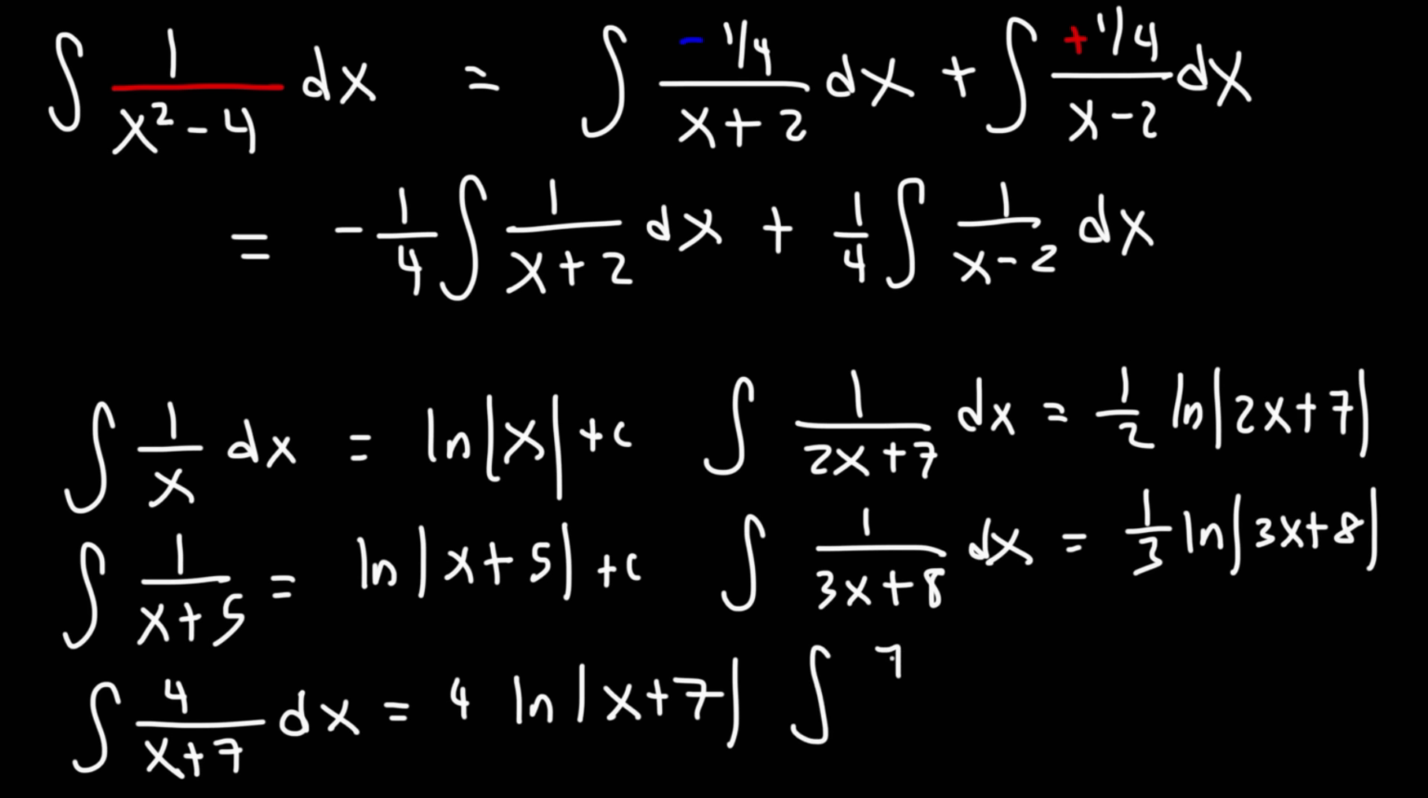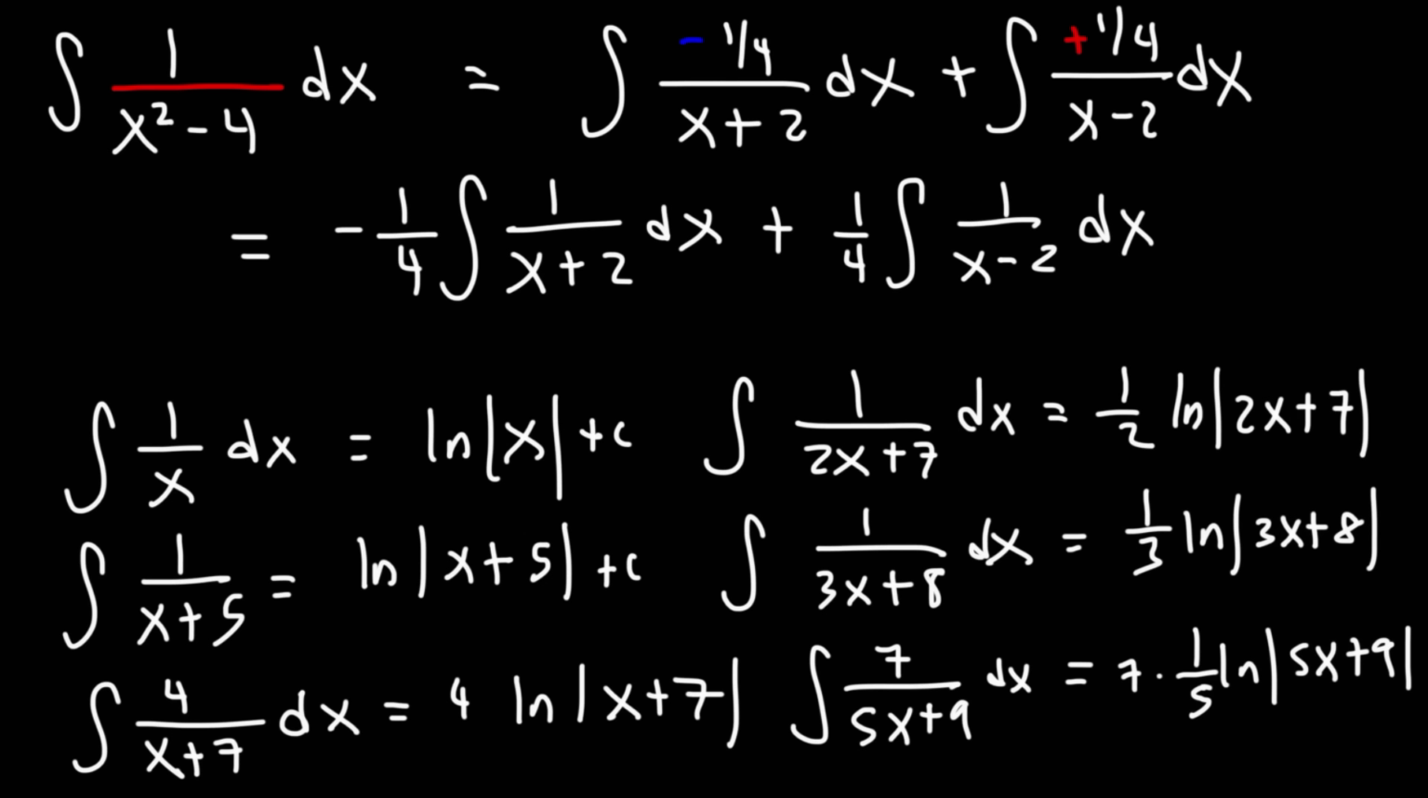Now let's say we have 7 divided by 5x plus 9. So this one we have to be more careful. This is going to be ln |5x plus 9|, but we need to divide by the derivative of 5x, which is 5. So it's 1 over 5 if we're dividing it. And then we have to multiply it by 7. So it's 7 times 1/5 ln |5x plus 9|. You're going to be using this a lot when dealing with partial fraction integration.